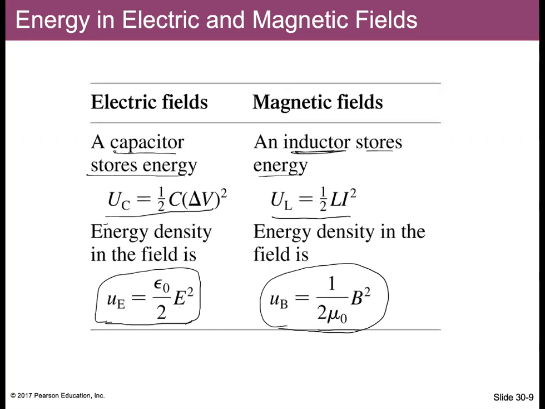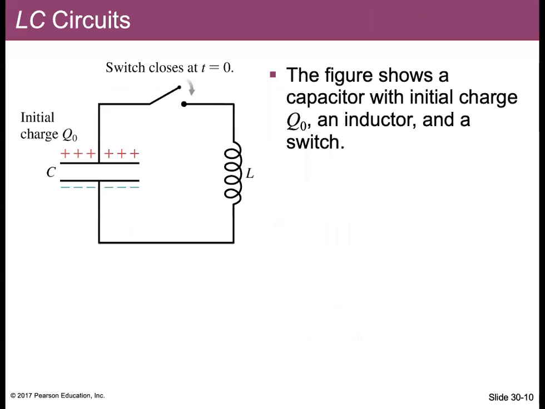Now let's see what happens when we put one of these inductors in a circuit. The first kind of circuit we're going to look at are LC circuits. That means that we have an inductor and a capacitor. So over here we have our inductor, which we have with an L for its inductance, and a capacitor here, which has a C for its capacitance. Now, the initial charge is just going to be a Q naught. So that's going to be the total Q that we have on our capacitor.